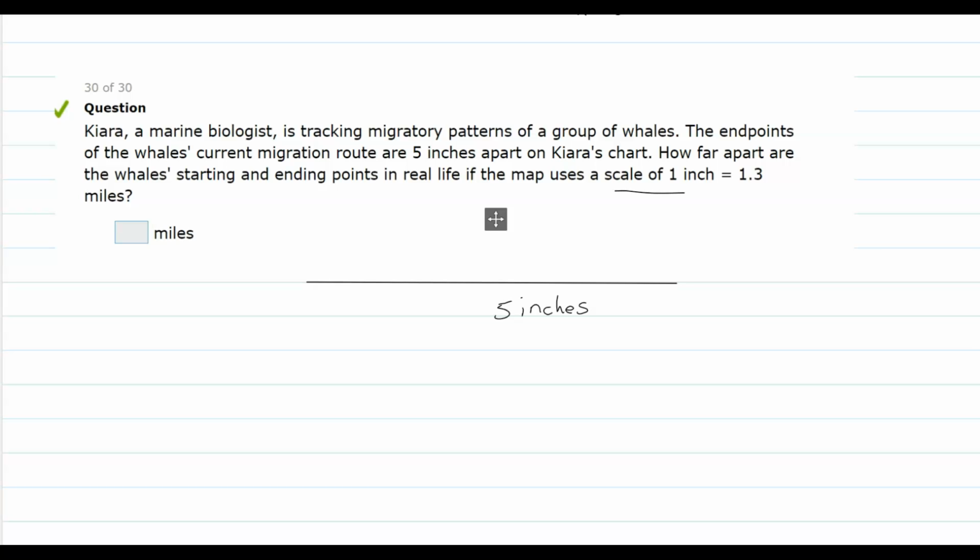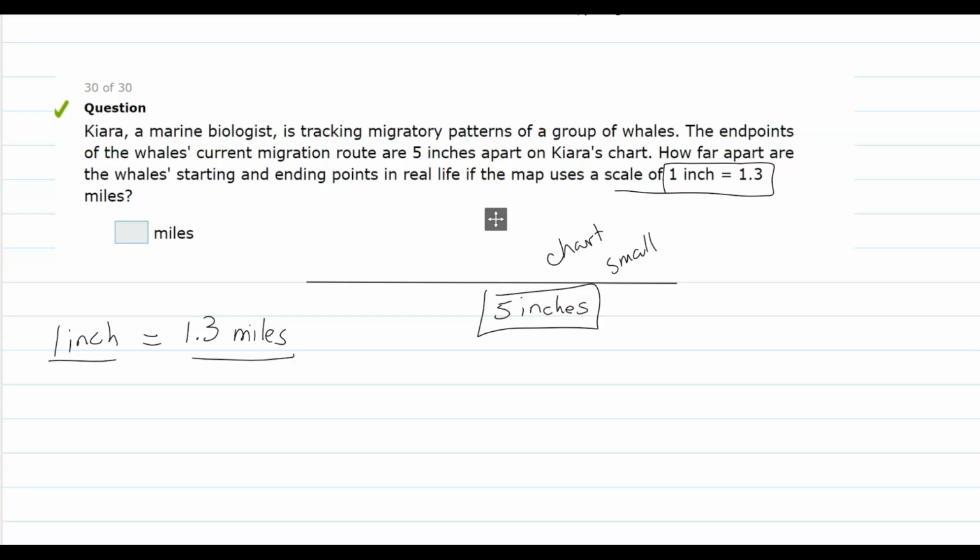So I like, again, that they use this. I'm going to keep that, right? That's going to help me. I'm going to put 1 inch, equal sign, 1.3 miles. And I'm just going to use the same thing that they have. Remember, this one is on her chart. This one is the small or the drawing. That one is here. So this is 5 inches.